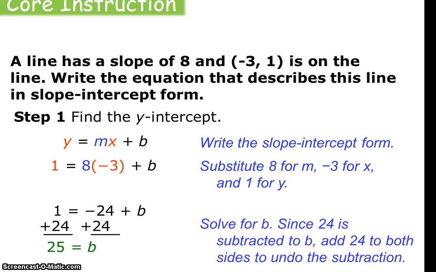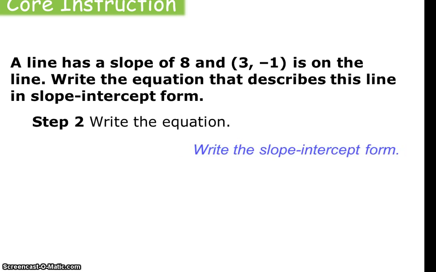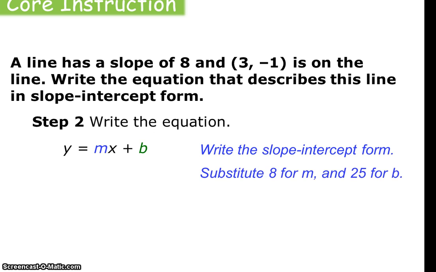I find that 1 equals negative 24 plus b, so I add 24 to both sides, thus b equals 25. So if the y-intercept is 25 and the slope is 8, I can write my equation in slope-intercept form and simplify. y equals 8x plus 25.